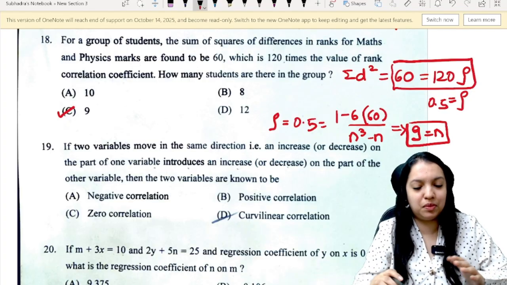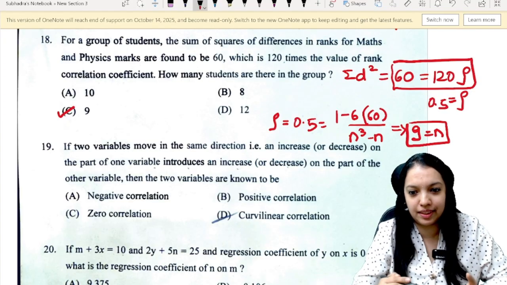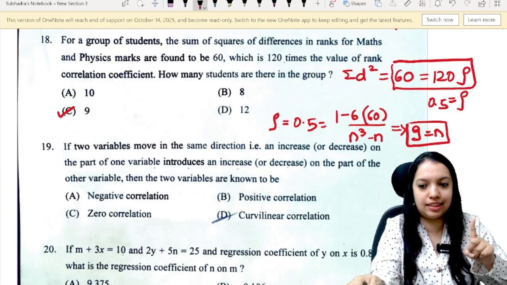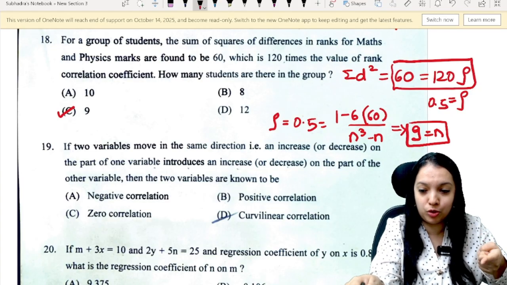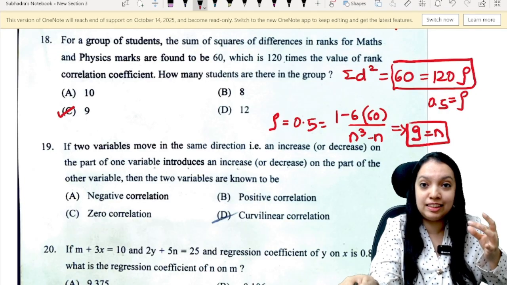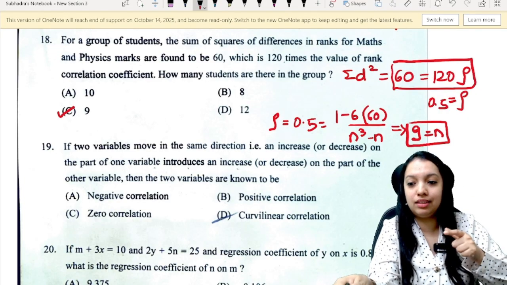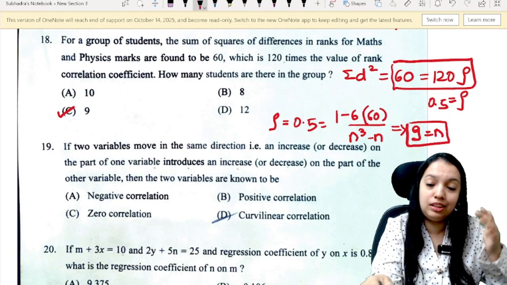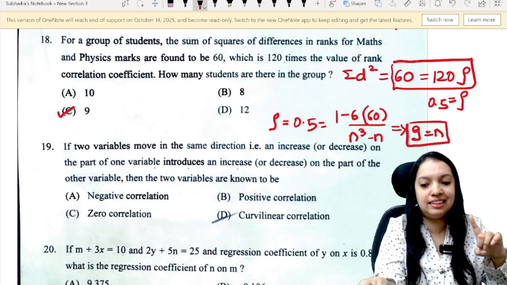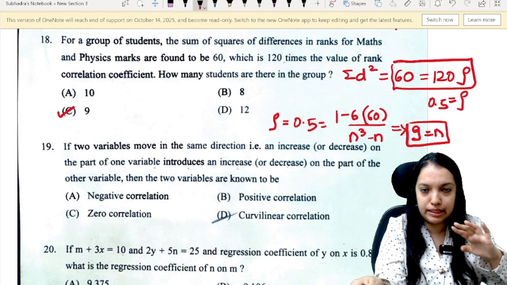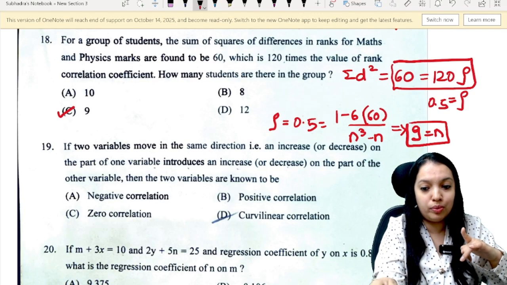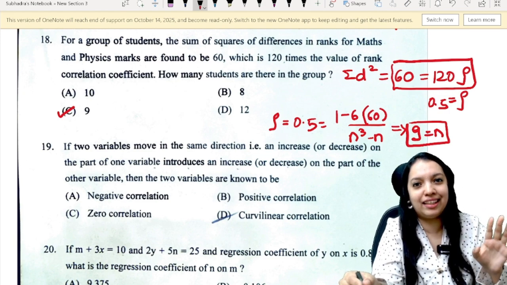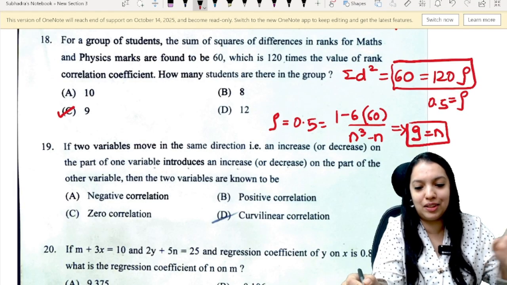This is an interesting question, a question which has never been asked in the examination. Now they have calculated summation d square, given it as 60. Now they are giving you a clue to calculate rho as 60 is 120 times of rho. So calculate rho from this, 60 by 120, you get the value as 0.5. Put this in rho formula, 1 minus 6 summation d square value 60 divided by n cube minus n. You will get n value as 9. That has never happened. Usually n value is equal to 10, correct?